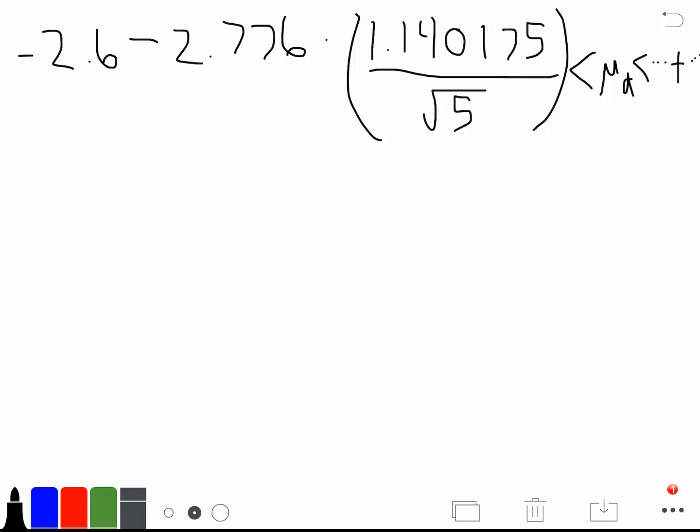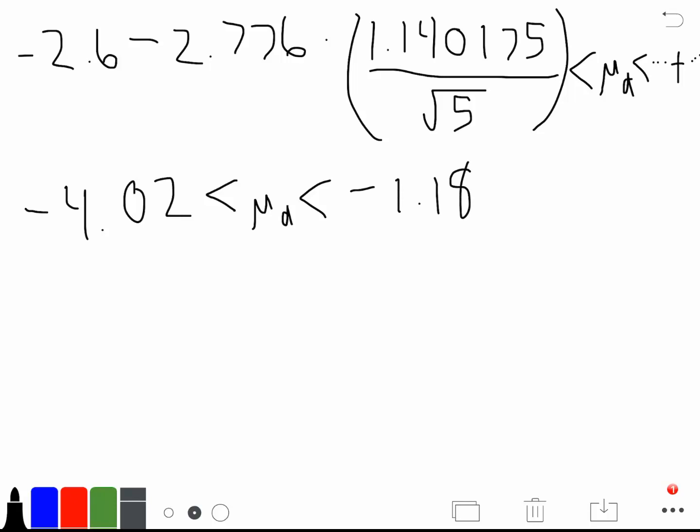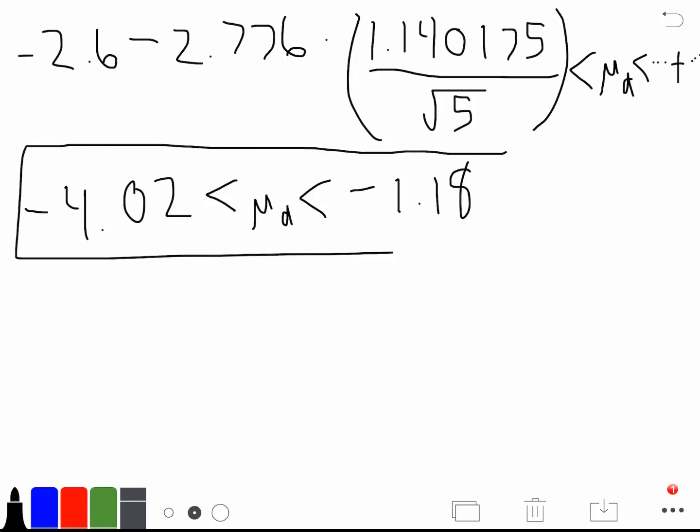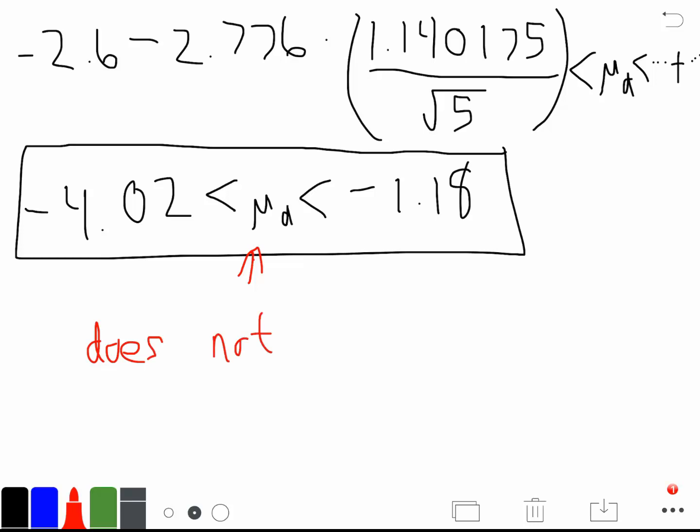So we can put this in the calculator. If we put the one with the minus sign in the calculator, we will get -4.02 less than mu sub d, which is less than, if you put the plus sign in the calculator, you'll get -1.18. Now what's special about this is if you look at this confidence interval, it does not contain 0. Since this does not contain 0, we're saying there is some kind of difference. They are not the same.